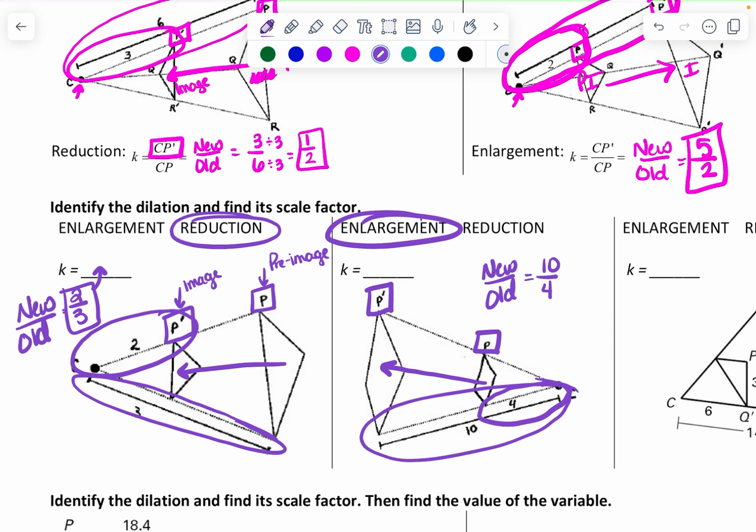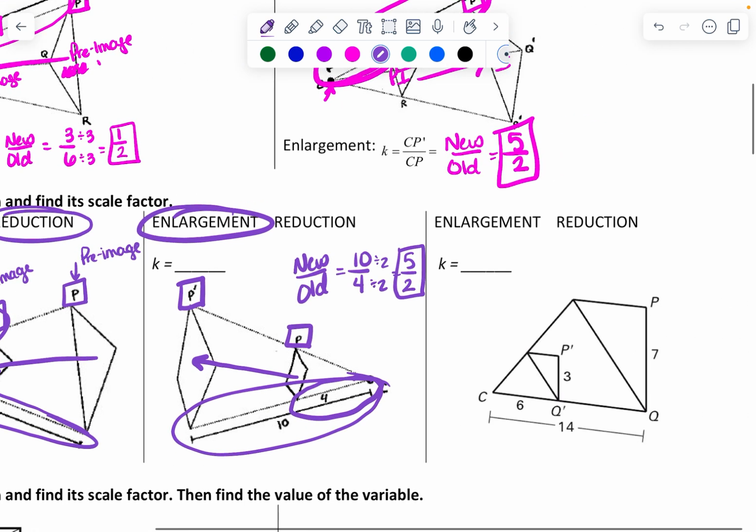Go ahead and simplify those. I know 2 goes into each of them. 10 divided by 2 is 5. 4 divided by 2 is 2. So 5 over 2. It just kind of is coincidentally like the first one. It's not always going to be 5 over 2. But again, think about it. It's getting 2.5 times as big. That's what 5 over 2 represents.